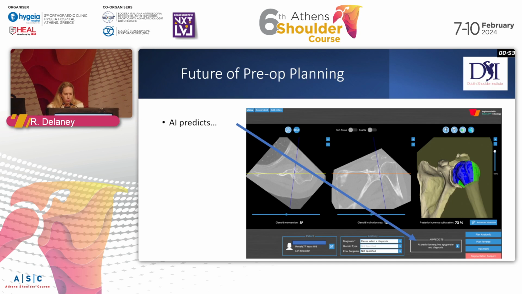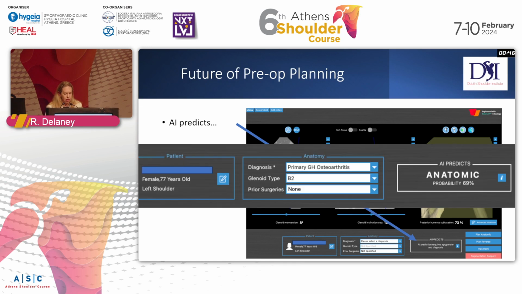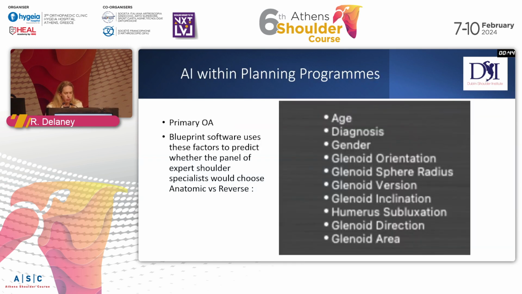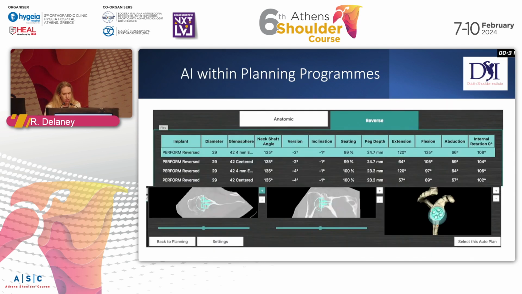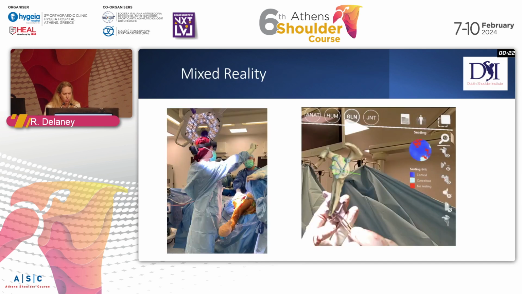So the future of pre-op planning: there's already artificial intelligence, like in so many other parts of life, built into some of these software programs. In the Blueprint program, you'll get a prediction of anatomic versus reverse based on what a panel of experts would have done, taking these factors into account. And one of the features in development is auto planning, so suggested plans for your case. I think this is useful, but again, you still have to make your own decision for the patient that's in front of you. You can't let the software, even if it is driven by experts in the background and AI, tell you what to do.